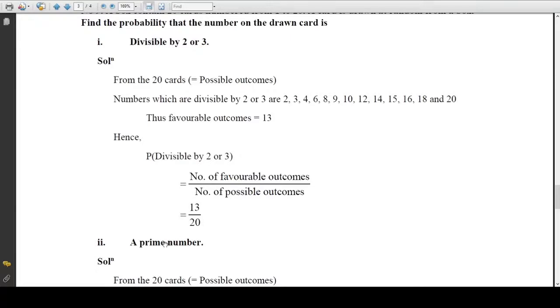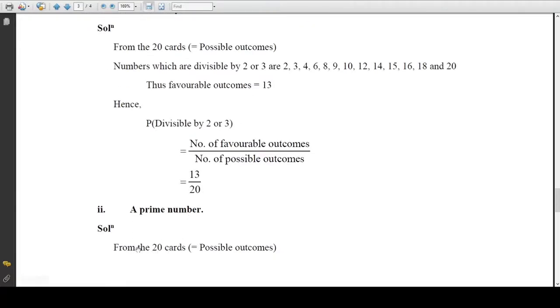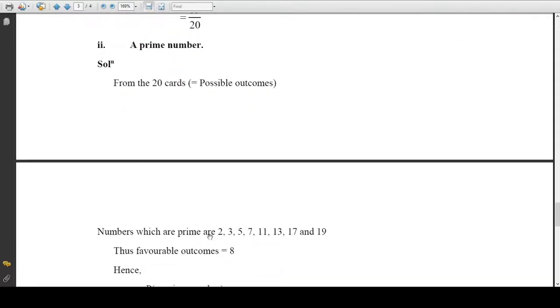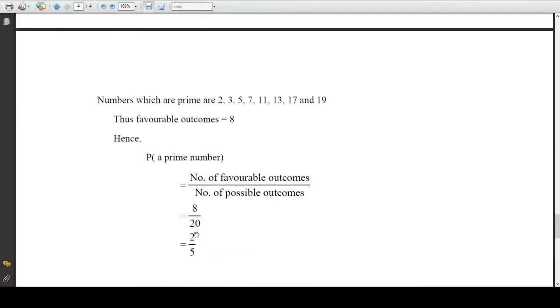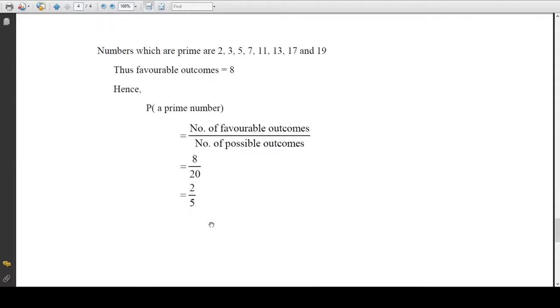Okay, the next is a prime number. Possible outcomes will be the same, 20 cards. For a prime number, you have to count how many primes there are from 1 up to 20. Prime numbers from 1 to 20 are 2, 3, 5, 7, 11, 13, 17 and 19, which is 8 favorable outcomes. Hence the probability will be 8 by the possible outcomes, which is 20. 8 by 20, on cancelling you will get 2 by 5. Clear?